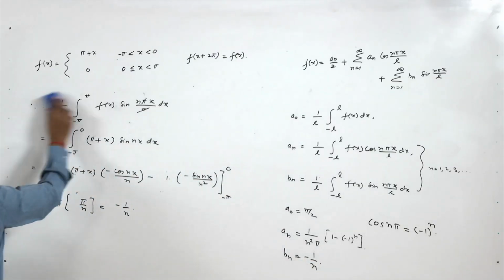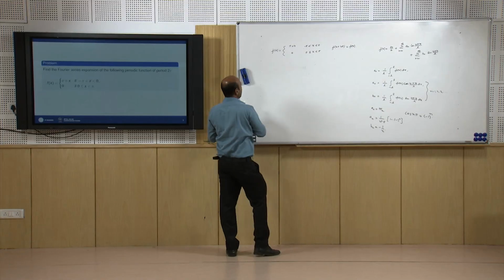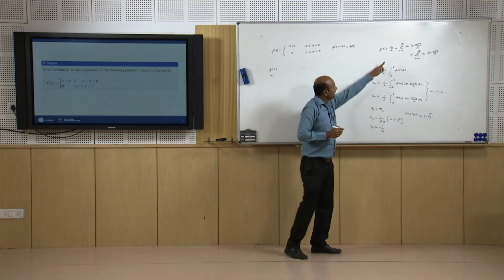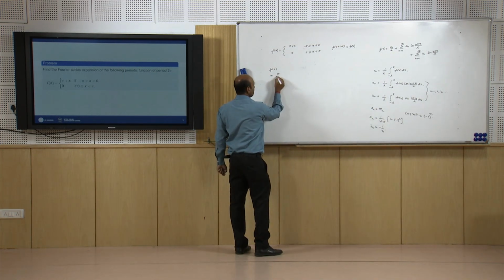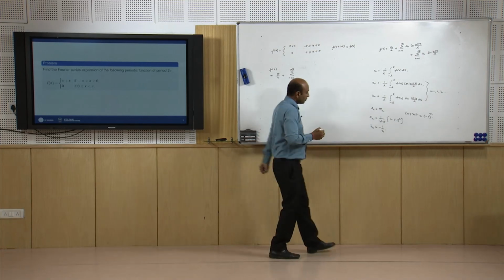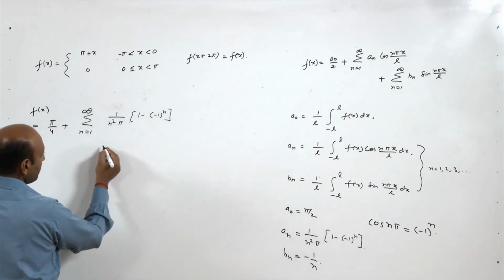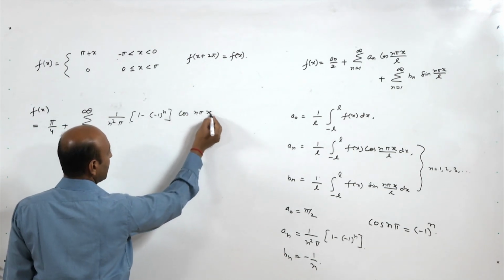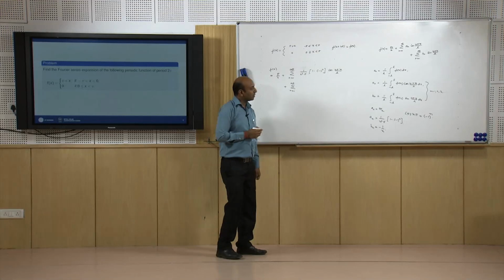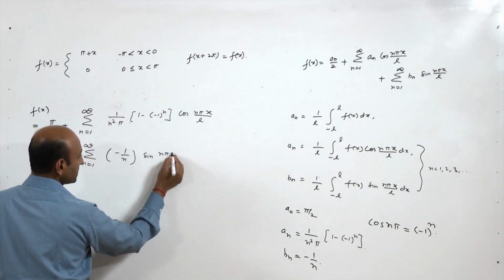So, what will be the Fourier series of this function? Fourier series representation of this function f x can be written as a naught by 2. What is a naught? A naught is pi by 2. A naught by 2, that is pi by 4, plus summation n from 1 to infinity an. An is nothing but this expression, 1 by n square pi into 1 minus minus 1 power n, into cos n pi x by L, plus summation n from 1 to infinity Bn sin n pi x by L. What is Bn? Minus 1 by n. It is minus 1 by n sin n pi x by L.